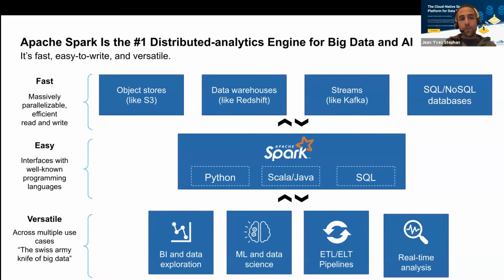Very high-level intro about Spark. I presume most of you will be familiar. It's the number one distributed analytics engine. What makes Spark popular is first that there are high-level APIs in Python, Scala, and SQL that make Spark pretty easy to write. And the most popular API, by the way, is definitely Python. And the second thing that makes Spark really popular is that it's very versatile. So you can use Spark to do business intelligence and interactive data exploration, machine learning and data science, and obviously data engineering, whether it's batch ETL workloads or real-time streaming workloads.